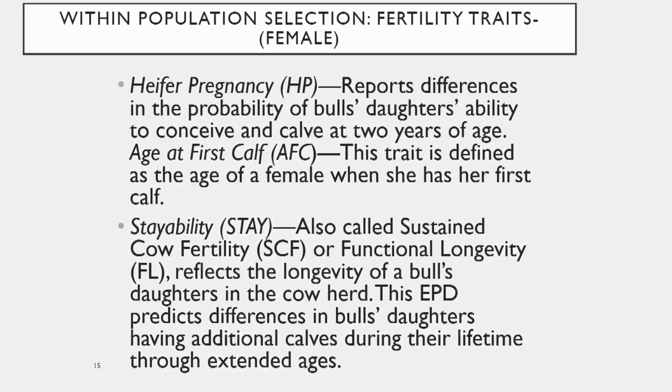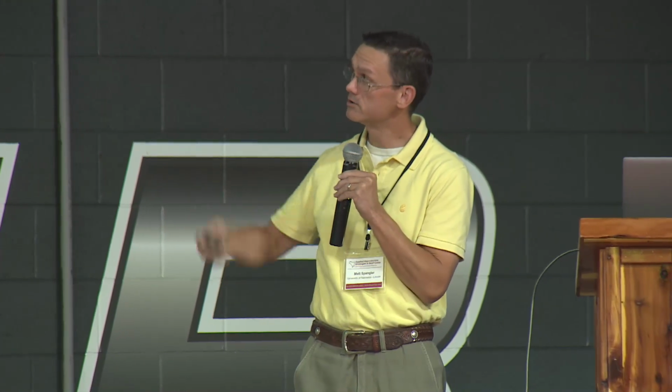But those are really related to the long-term success of a female, which I would argue has substantially more economic value than heifer pregnancy. Okay? So in all the economic indexes I've looked at, some measure of sustained cow fertility is always much more important than heifer pregnancy is. So if you think about selecting for females that have a greater chance of success in your herd, it is stayability, sustained cow fertility, or functional longevity where you should put your selection emphasis. So we have things now to select for maternally oriented replacements.